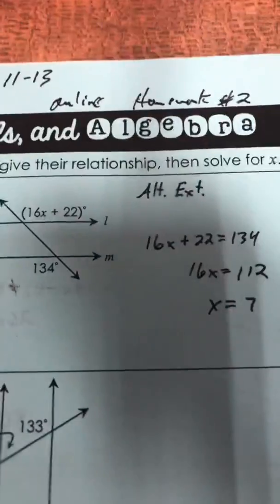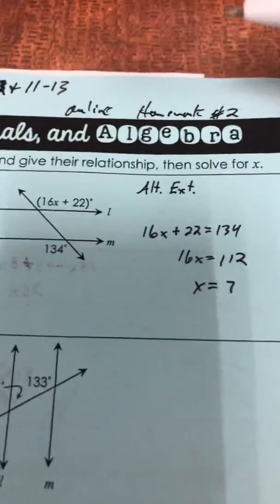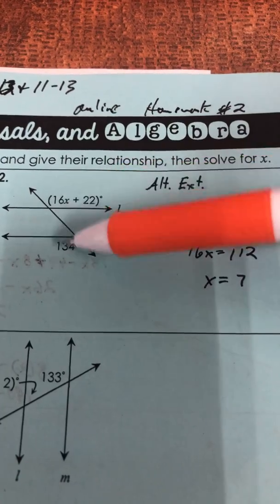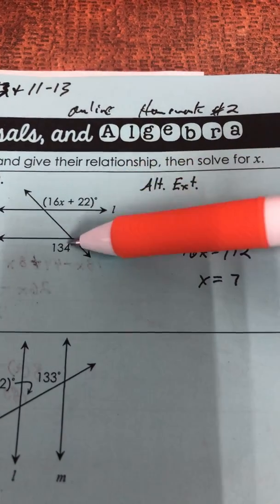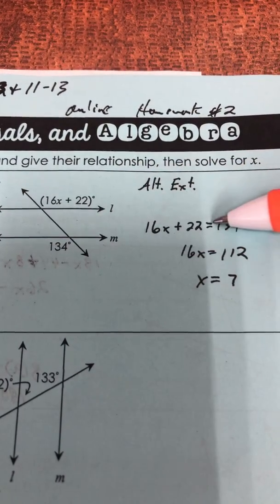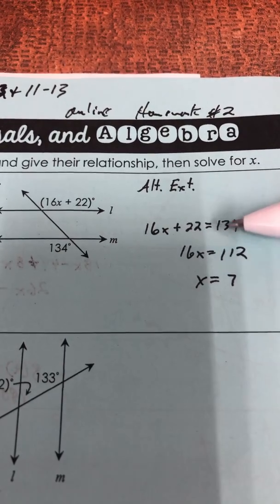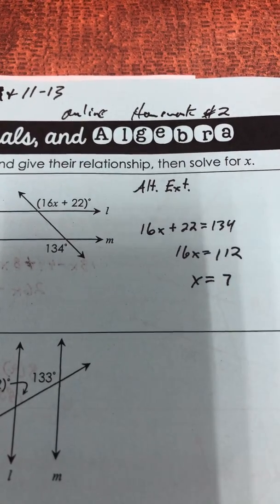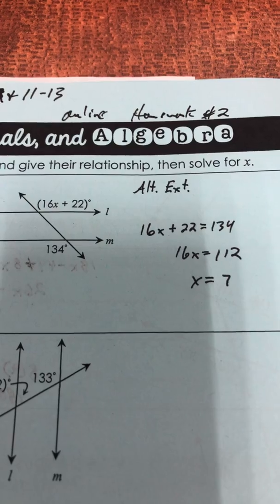I did number 2 also, and you could slow this down and pause this as needed. These are going to be alternate exterior angles. They are going to be equal, set equal to each other. I subtract 22 from both sides, then I divide both sides by 16, I get X equals 7.